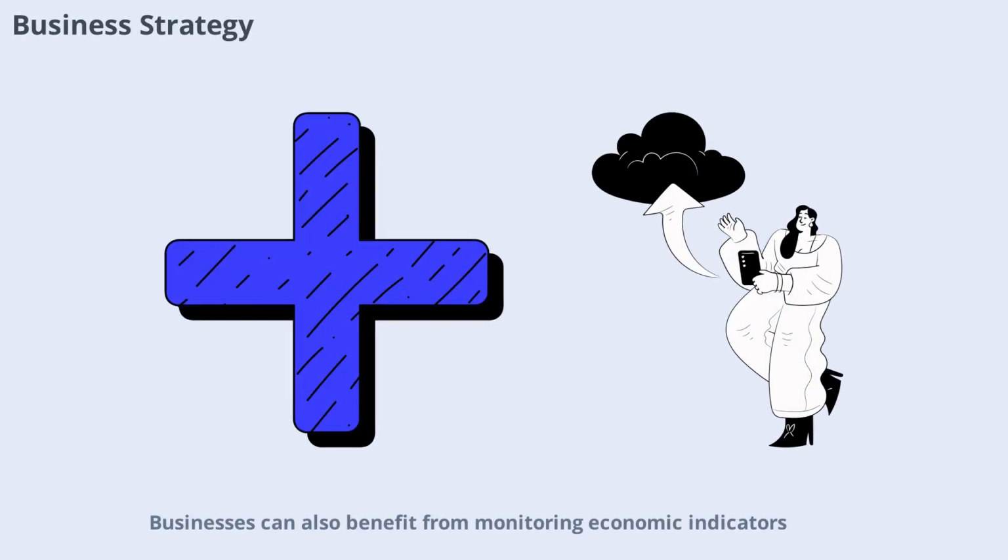Businesses can also benefit from monitoring economic indicators. By spotting early warning signs, companies can adjust their strategies, manage risks, and prepare for downturns. Whether it's cutting costs, diversifying products, or strengthening cash reserves, staying informed helps businesses survive and thrive during recessions.